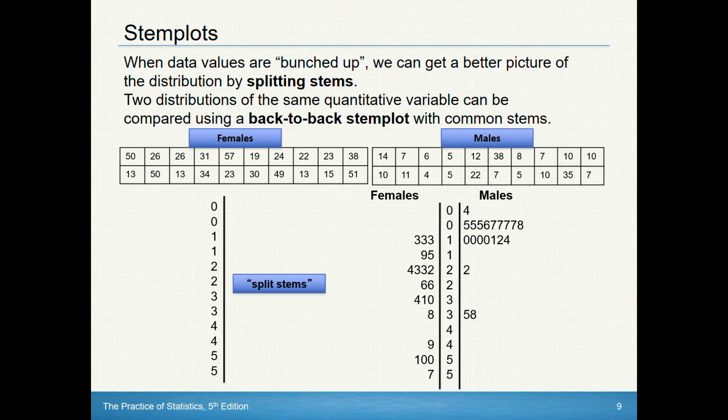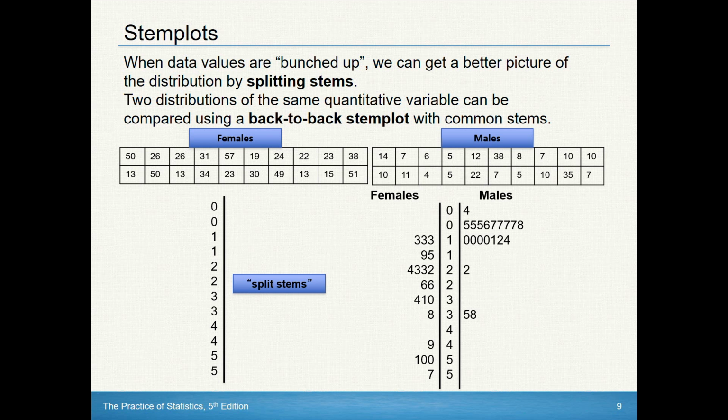But now that we have this back-to-back, we can clearly describe or compare the distributions. And it's pretty clear that the females have a larger center and a larger range. And we can look at that and make that determination straight away. What do you think about the shapes? Take a moment, pause the video, and see if you can come up with that determination.